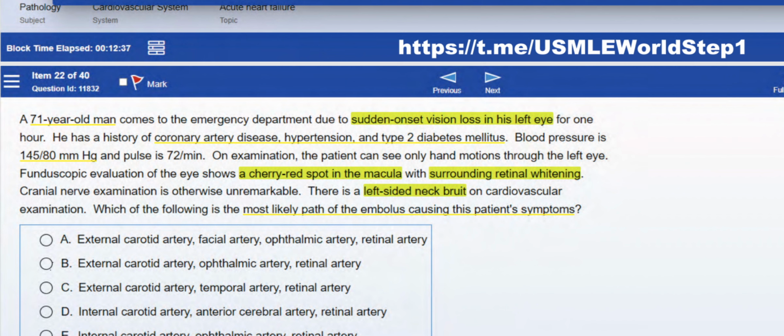A 71-year-old man comes to the emergency department due to sudden onset vision loss in his left eye for 1 hour. He has a history of coronary artery disease, hypertension, and type 2 diabetes mellitus. BP is 145 by 80 mm of mercury. Pulse is 72 per minute. On examination, the patient can see only hand motions in the left eye. Fundoscopic examination of the eye shows a cherry red spot in the macula with surrounding retinal whitening. Cranial nerve examination is otherwise unremarkable. There is a left-sided neck bruit. On cardiovascular examination, which of the following is the most likely path of the embolus causing this patient's symptoms?